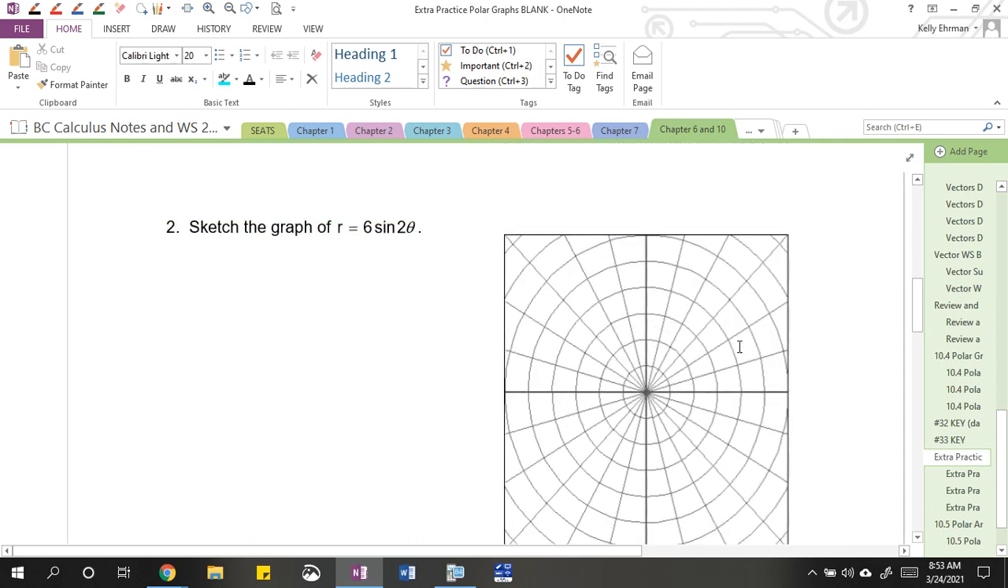This grid paper, this one's pi over 4. That's pi over 6. This would be pi over 12. We don't really need that one. This one's pi over 3. We don't need that point either. So just keep that in mind. All right, that's it.